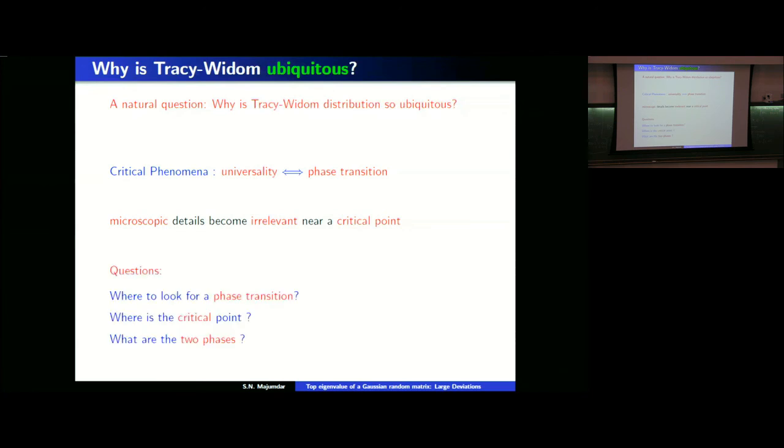But then the question is where to look for a phase transition. I have a PDF of lambda max. Where to look for a phase transition? Where is the critical point? What is the control parameter? What are the two phases? Okay, so this is the question, and this I'll discuss tomorrow.